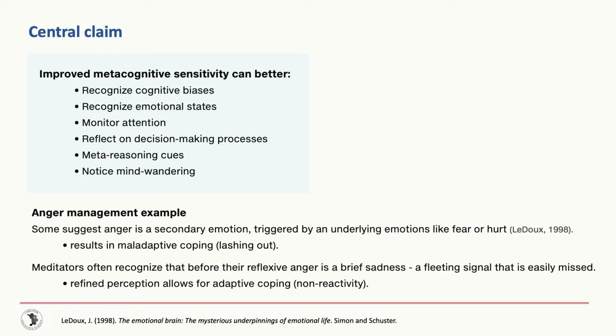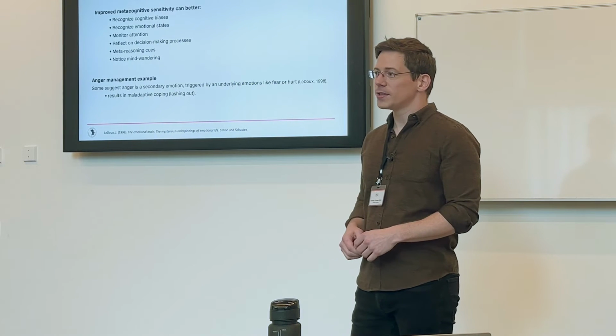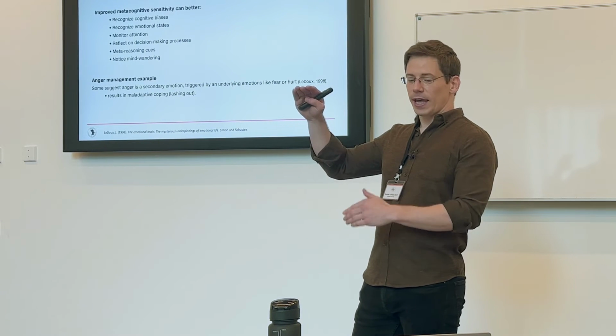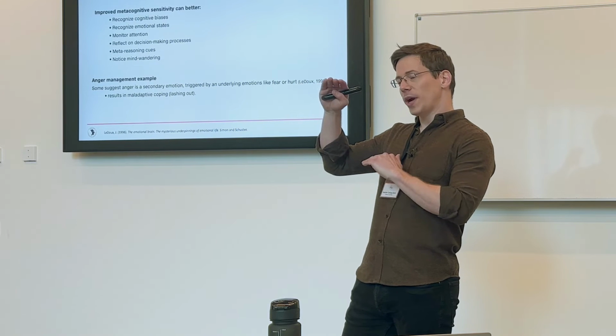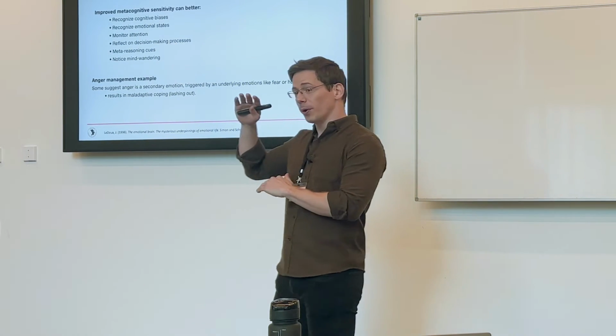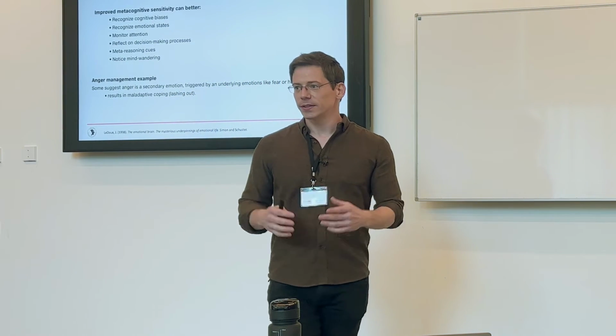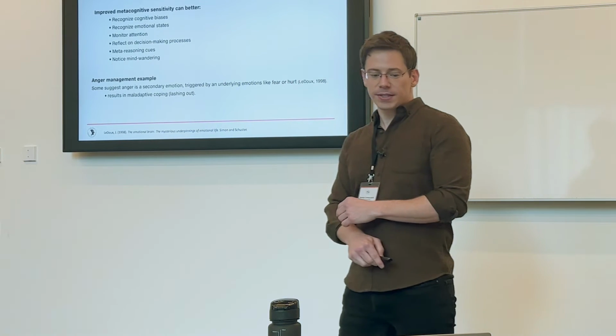And one more example to instantiate this better. Therapeutic processes such as anger management is one example. Some have suggested that anger is a secondary emotion, and there's an underlying emotion that creates it, such as fear and hurt. But if you're not sensitive enough to detect the primary emotion that creates the anger, it can cause maladaptive coping: lashing out, substance abuse, all kinds of escapism.